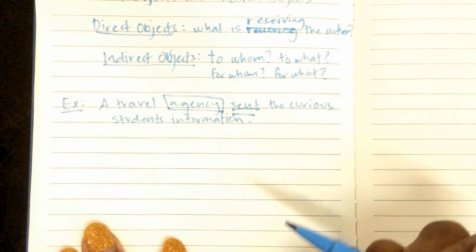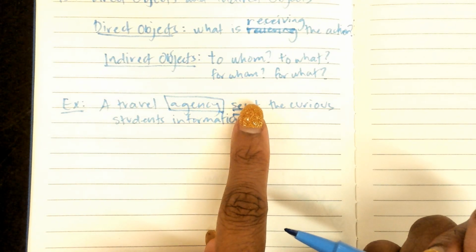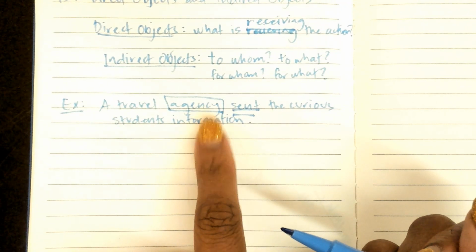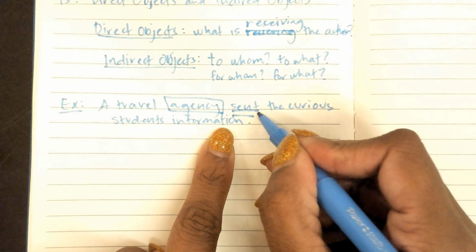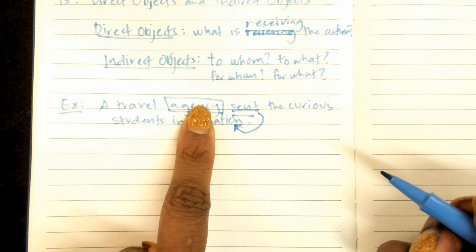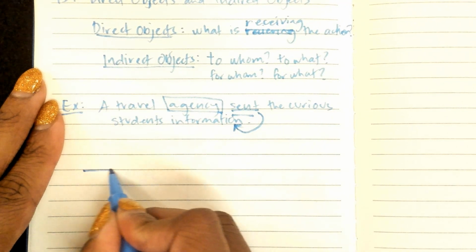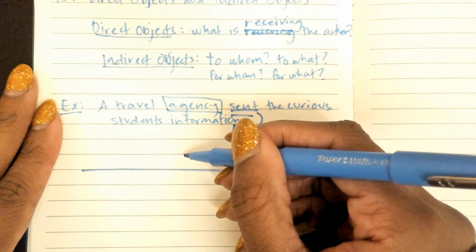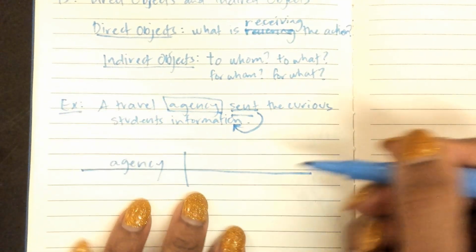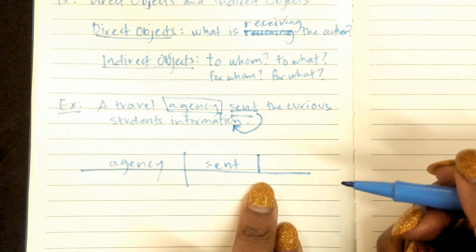We also have a direct object. What is receiving the sending? What is being sent? The answer is the information. So far we have our subject, our verb, and our direct object. Let's go ahead and draw our diagram. So first we have agency, our subject, our verb, sent, and then our direct object, information.